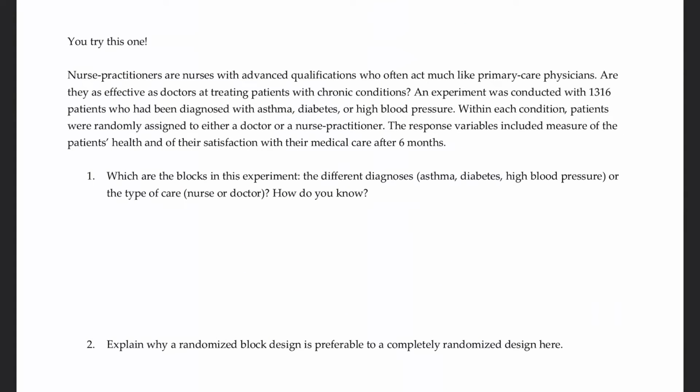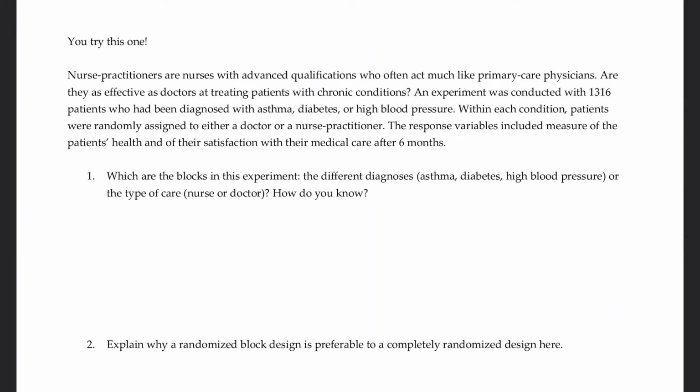All right. So you're going to try this one. I'll get you set up and talk you through a little bit of this, but I want you to answer these 4 questions independently and have this checked off by your classmates and your teacher next time. So here we're going to talk about nurse practitioners. Nurse practitioners are nurses, but they have advanced qualifications, and they have a lot of the same responsibilities as a doctor, a primary care physician. So the question is, are they just as effective at treating patients as doctors? At least patients with chronic conditions here.